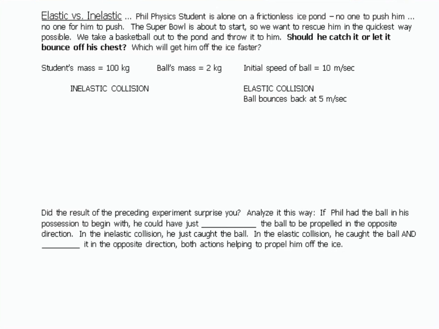Phil physics student is alone on a frictionless ice pond. He has no one to push him. Also no one for him to push. The Super Bowl is about to start, so we want to rescue him in the quickest way possible. So we take a basketball out to the pond and throw it to him. Should he catch it, or should he let it bounce off his chest? Which one will get him off the ice faster?